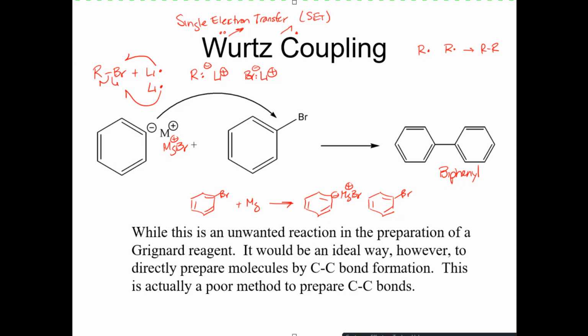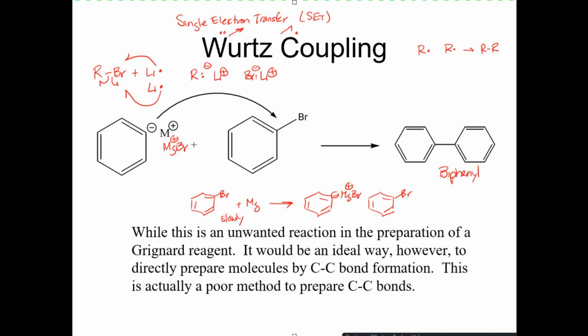And so when we do a Grignard reaction, we have to add the alkyl halide slowly to the magnesium metal to make sure that we don't have a lot of excess alkyl halide present, or else we'll get a lot of Wurtz coupling products. So this is a side reaction of making a Grignard.